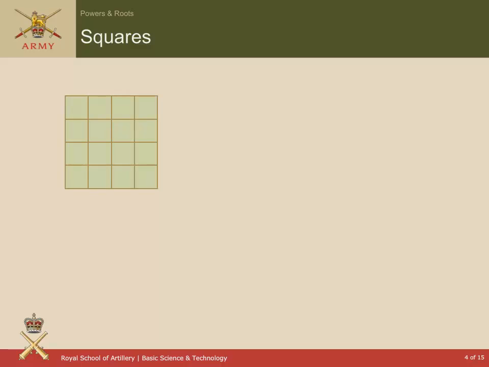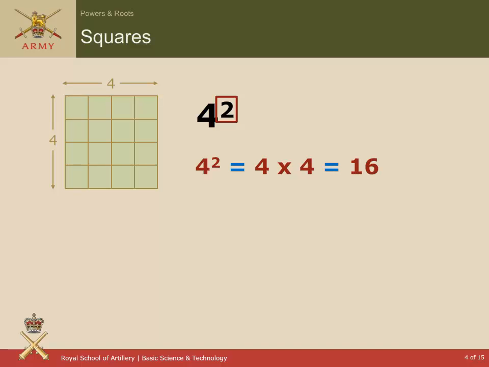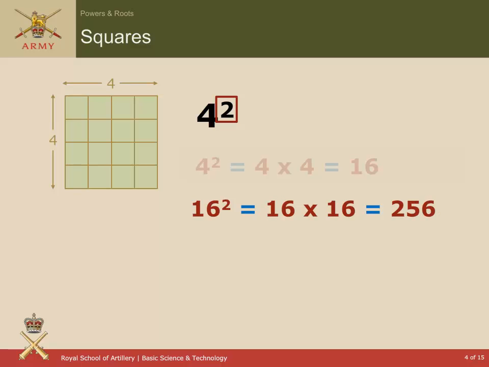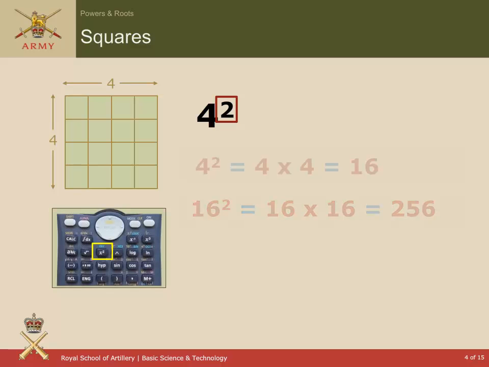A square is a number multiplied by itself. It is denoted by a superscript 2. 4 squared is equal to 4 times 4 equals 16. 16 squared is 16 times 16 equals 256. There's a button on your calculator that will calculate squares for you, or you could just write 5 times 5, 5 squared, and you get the answer 25.